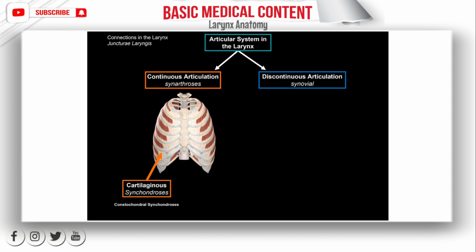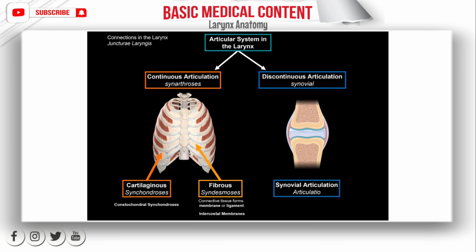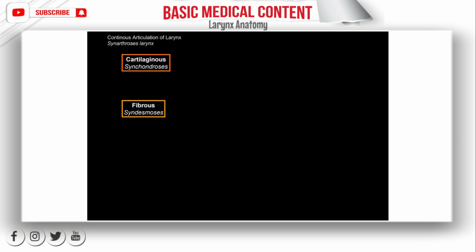The other type of continuous connection you'll find in the larynx is a fibrous type of connection, which forms membranes or ligaments, very much like the intercostal membrane you see here. Discontinuous connections are joints. In the larynx, you'll find two synovial joints, just like this one, which are ligaments forming a sac full of synovial fluid. Now let's do the continuous connections of the larynx first, and then do the discontinuous connections.